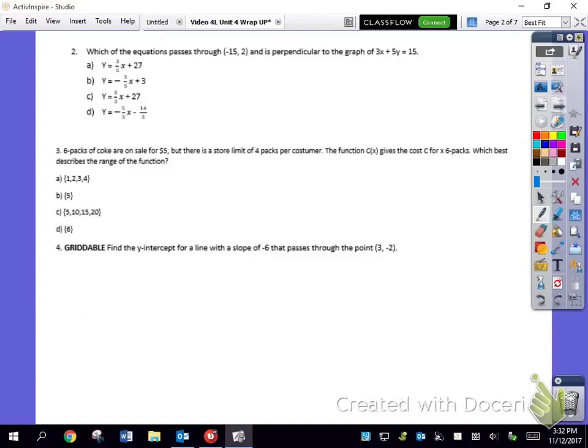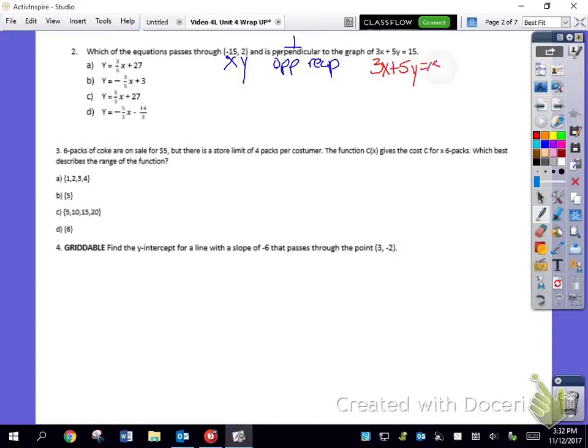Number 2, I want one that passes through negative 15 and 2. So you got your x and y. Perpendicular, remember, means that you want the opposite reciprocal. So the slope has to be the opposite reciprocal. So let's look at this equation. You got 3x plus 5y equals 15.